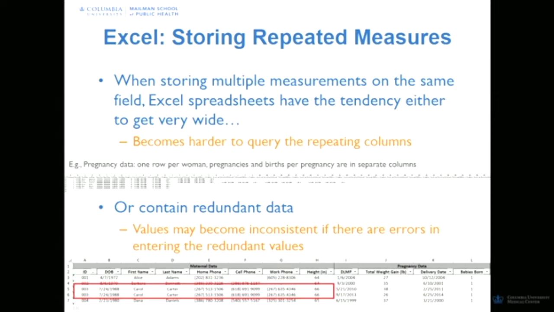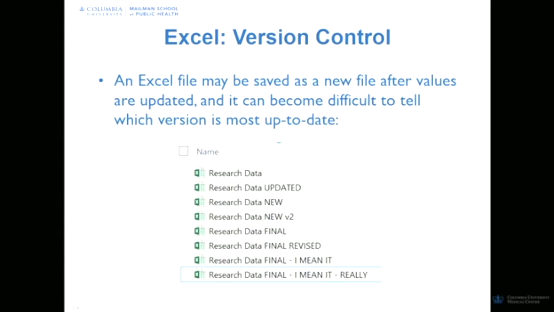So when you have longitudinal or repeated measures, there are a lot of issues that could come up with having redundant or inconsistent kinds of values.